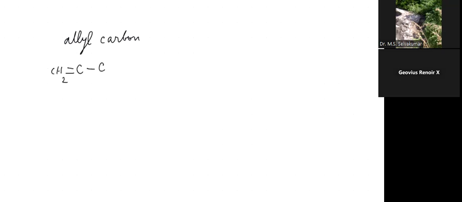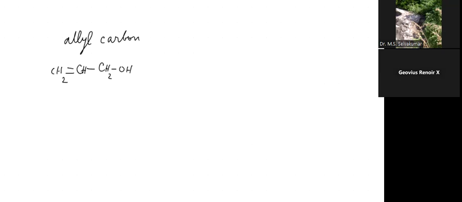Allyl CH2OH. You count the valencies. This carbon has 2 hydrogens. The second carbon, 1 hydrogen should come now. Wait. This carbon has 2 hydrogens, 1 OH group, and another carbon, so the 4 valencies are satisfied. This carbon has 2 bonds and 3 bonds, so 1 hydrogen has to come here. This carbon has 2 hydrogens and 2 bonds, therefore 4 bonds are satisfied. This is called allyl carbon.